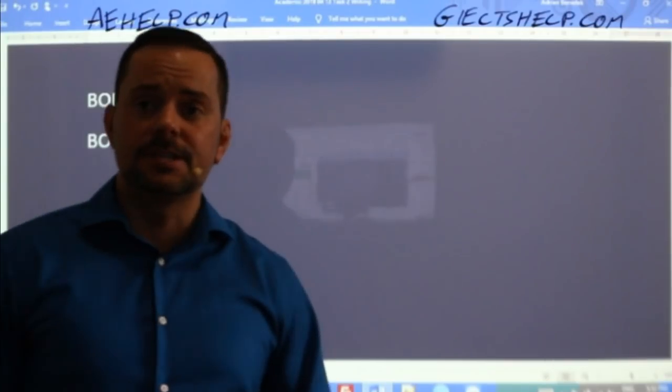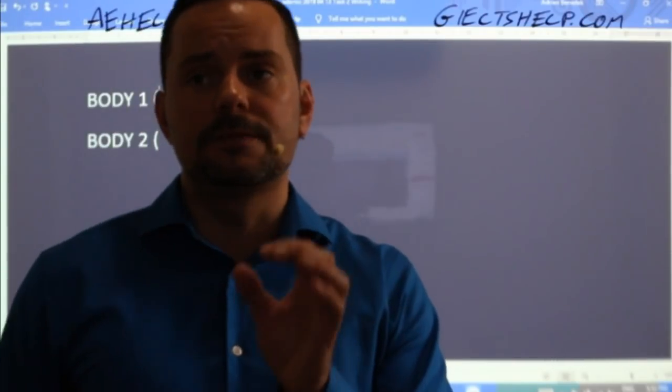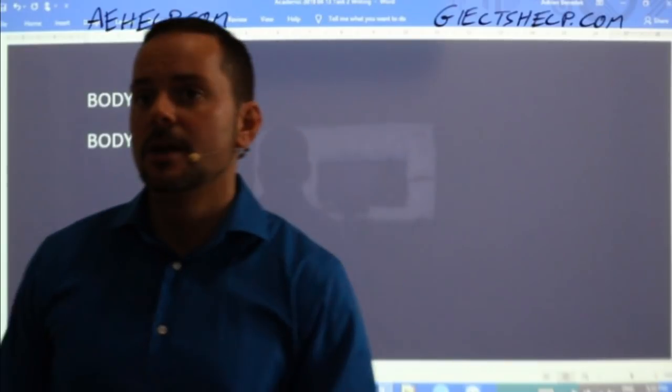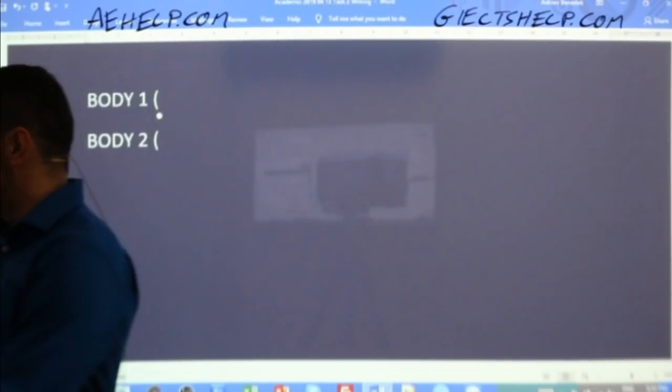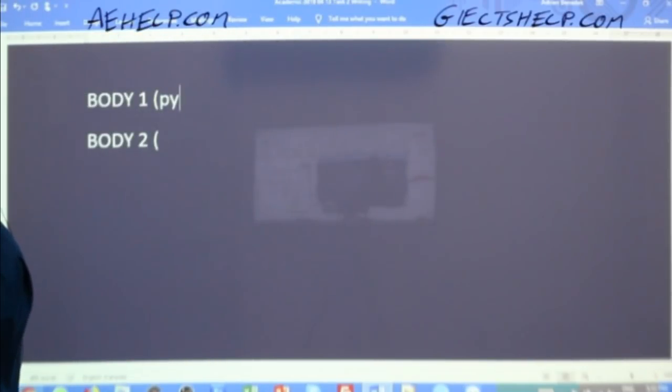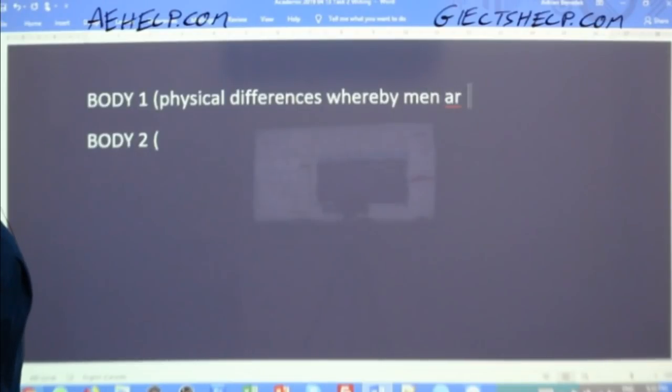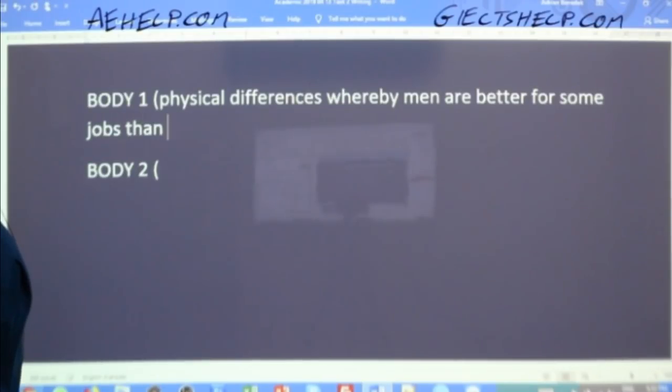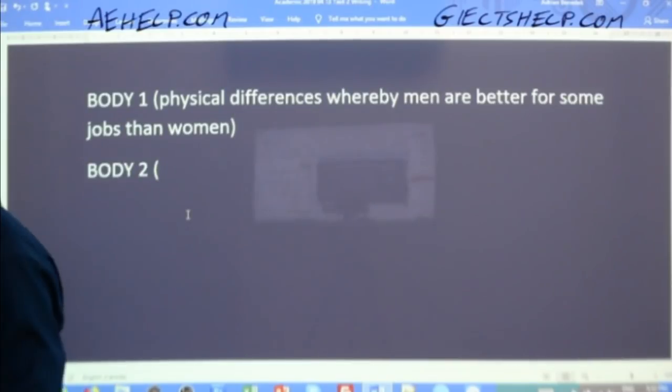Physical differences, yep, and not just physical differences, Farhan, so careful to stay on topic. So physical differences, full sentence: physical differences whereby men are better for some jobs than women, okay? That should be your first body paragraph, okay?